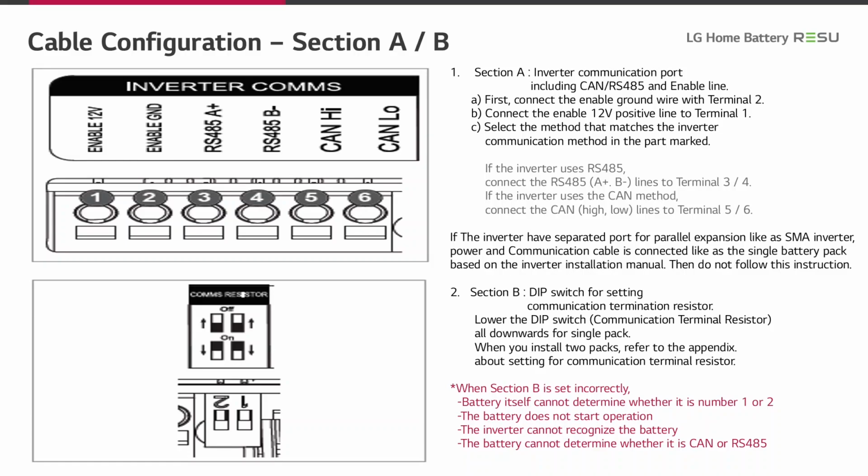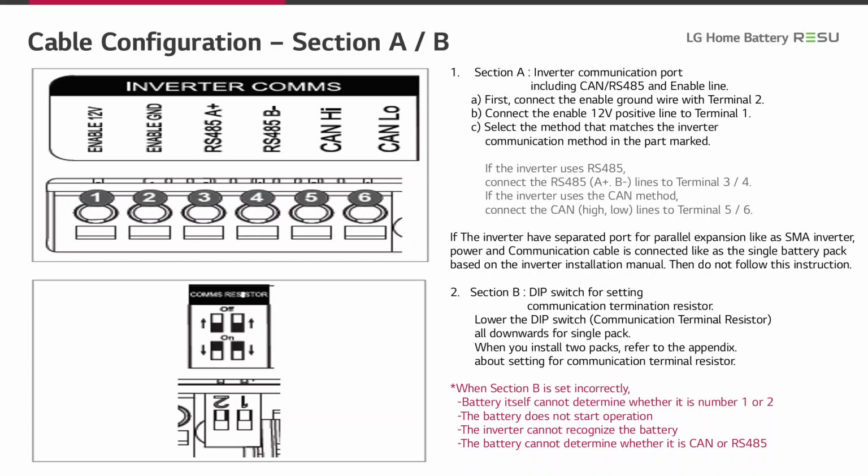If the inverter has separated port for parallel expansion like its SMA inverter, power and communication cable is connected as a single battery pack based on the inverter installation manual. Then do not follow this instruction. At Section B, please lower the dip switch, that is the communication terminal resistor, all downwards for single pack. When you install 2 packs, please refer to the appendix about setting for communication terminal resistor.